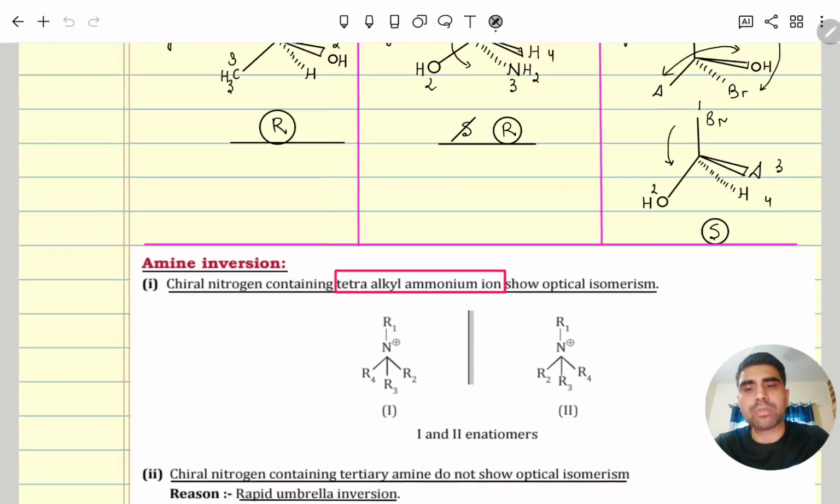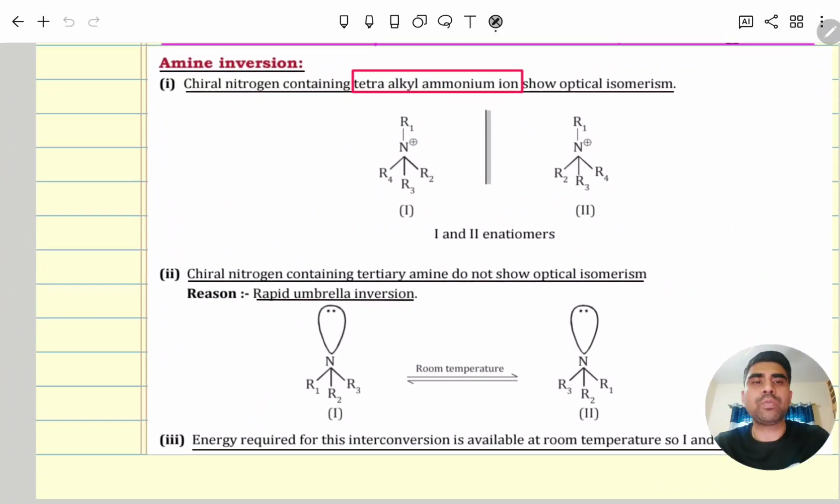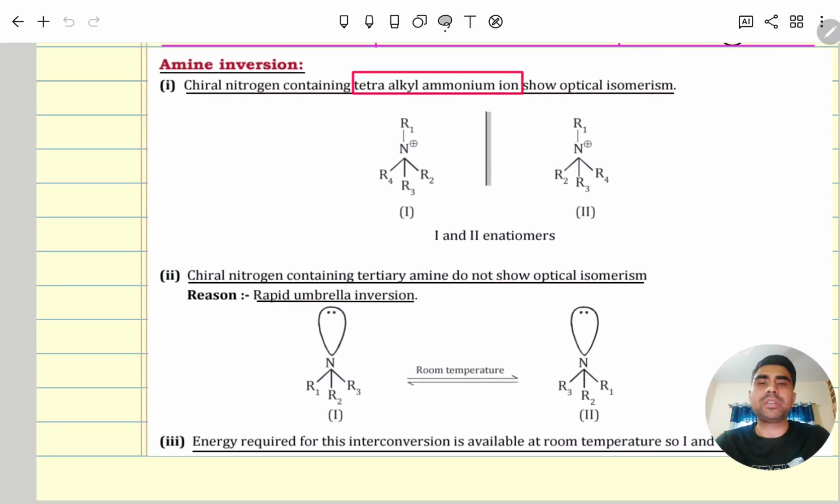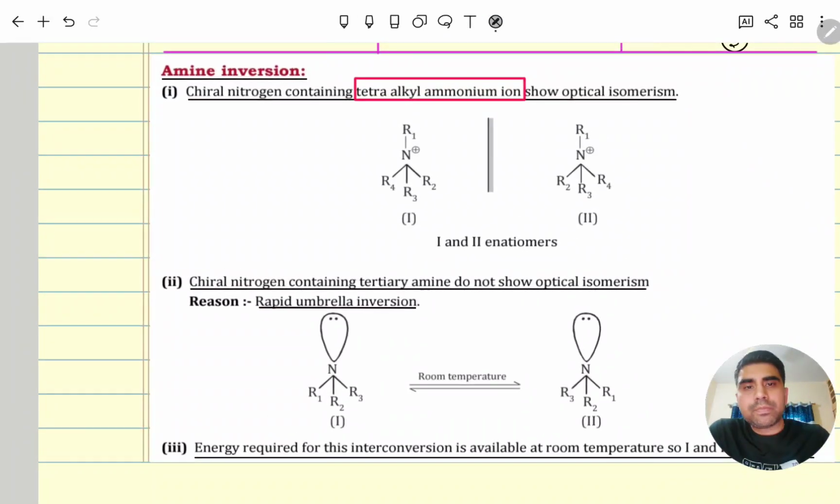Next, moving on to amine inversion. What is amine inversion? At room temperature, its structure will fluctuate. Like if a tetra alkyl ammonium ion is there, that will be stable because A, B, C, D are all different. So it is an optical isomer and its mirror images are enantiomers. It will show optical isomerism.